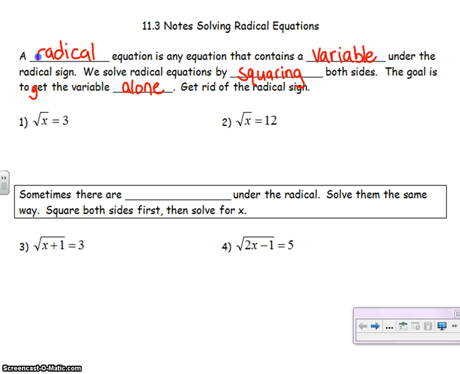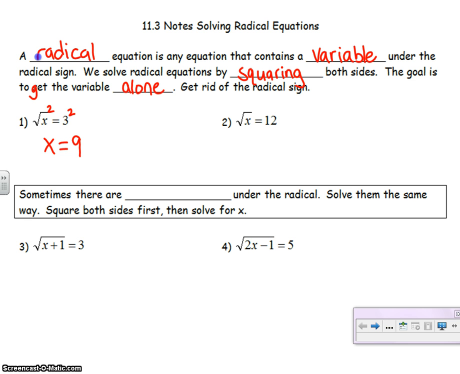Okay, so when we look at number 1, we have the square root of x is equal to 3. So we will square both sides. And 3 squared will be 9, so our solution is x is equal to 9. See, squaring and the square root sign undo each other, they're inverse operations, so all that's left is the variable.